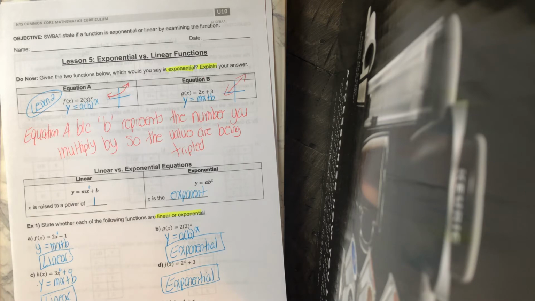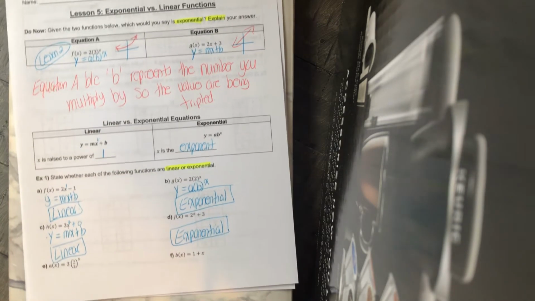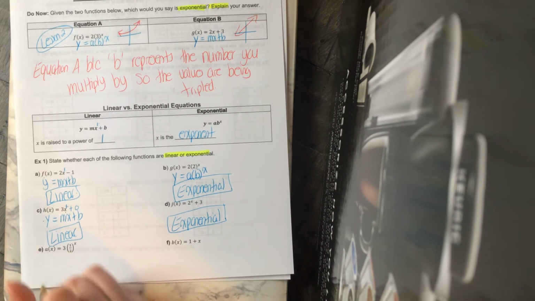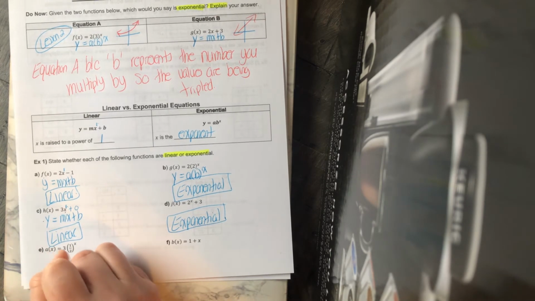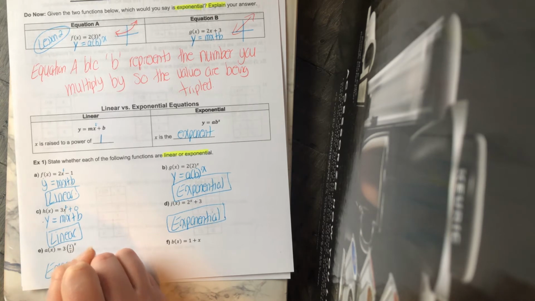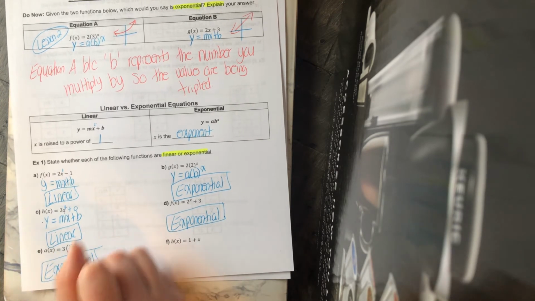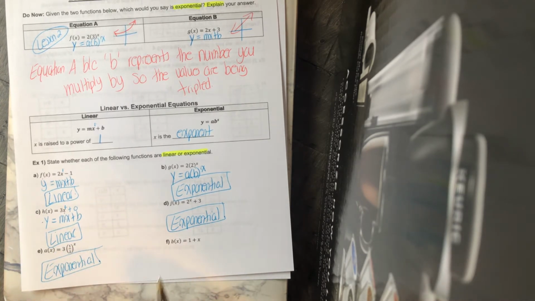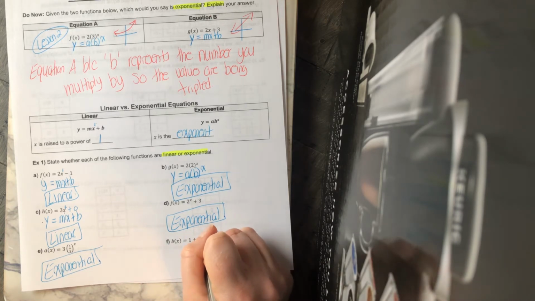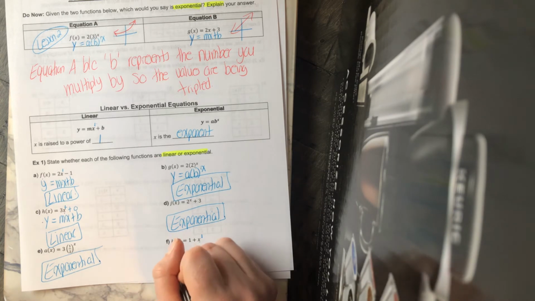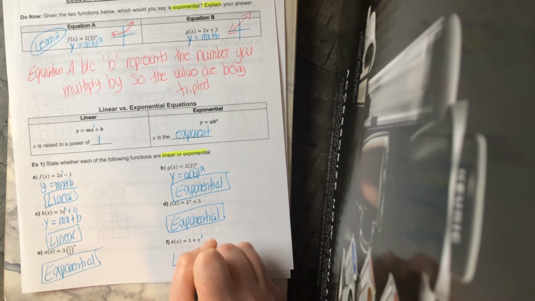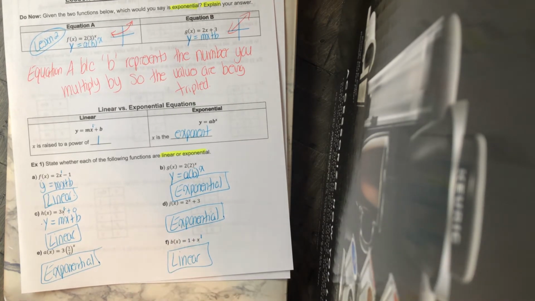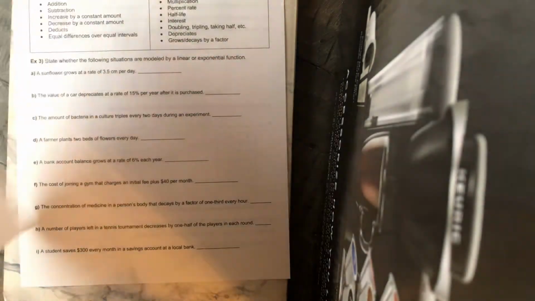So now I'm just going to jump down to e. I'm going to shortcut this a little bit. So I can see that on e, x is the exponent, so that means it's exponential. If x is the exponent, exponential. Here, f, x isn't the exponent, 1 is my exponent. So again, that means that it would have to be linear. All right, moving on to the next page.